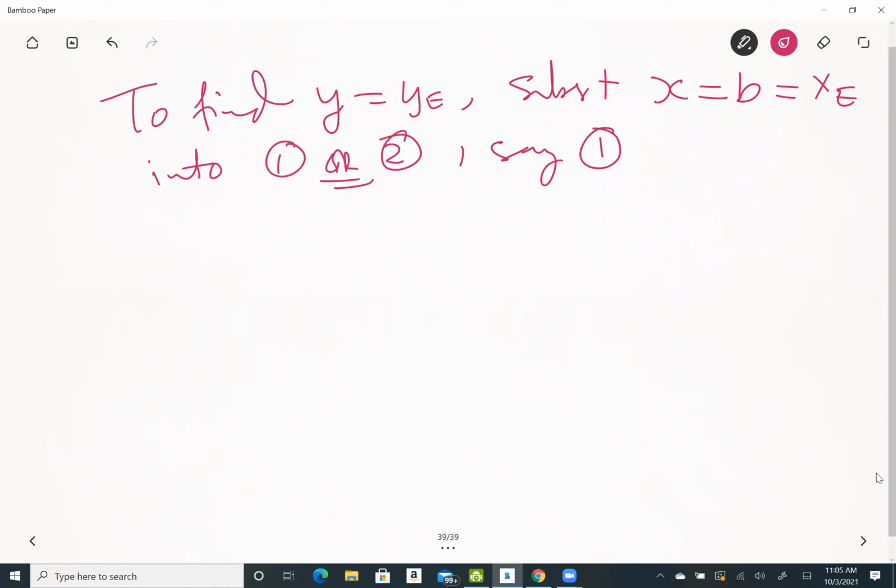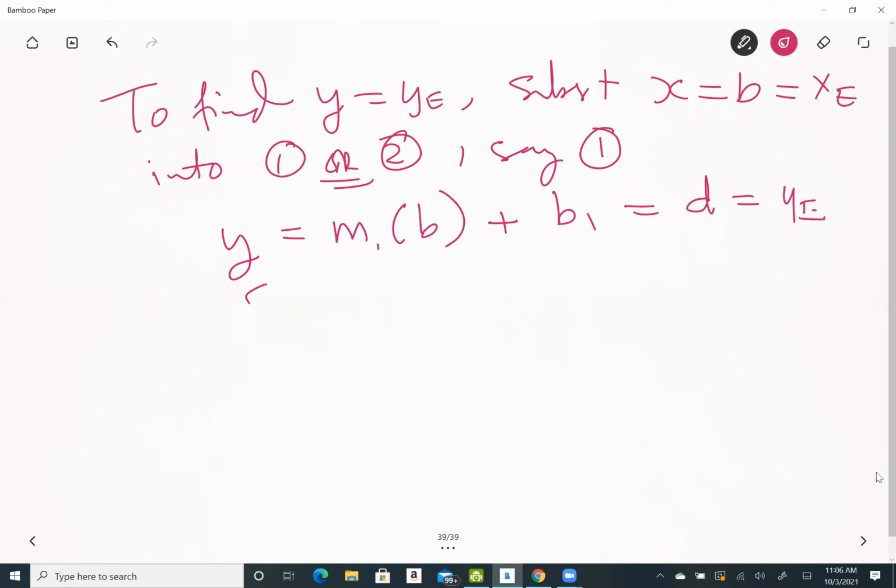So now what you got will be y equal to m1 multiplied by b, which is the xe, plus b1. So you got y equal to m1 multiplied by b plus b1. Now that is also a constant, so we call it d. So now you got y equal to d, and of course, that is also equal to ye.